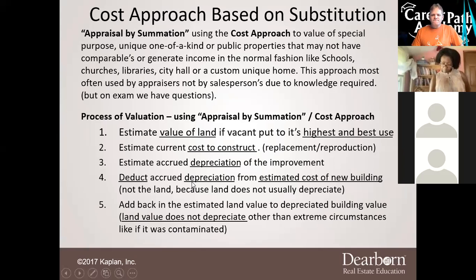We get back to the slide where we were before. All right. So they'd have to decide which approach to value they're going to use to construct that building. Either they want to put it exactly the way that it was before, that's reproduction, or they just want to replace it with something similar that serves the same purpose.